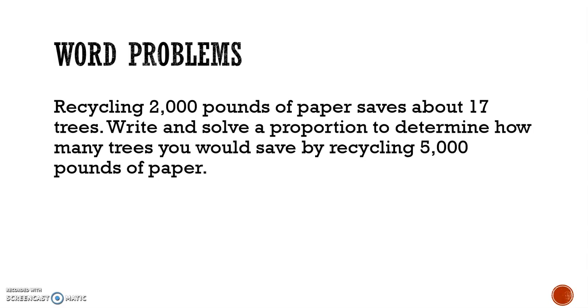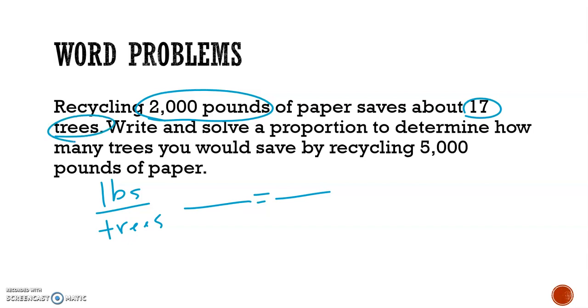So what I like to do is make myself a little cheat sheet off to the side with the units. So I have pounds, lbs, and trees. That means when I'm placing my numbers into my proportion, anything that has a label of pounds will go in the numerator, and anything with the label of trees will go in the denominator. So we see 2,000 pounds and 17 trees. Because that information goes together, 2,000 pounds saves 17 trees, that also has to go on the same side of the equal sign. So I'm going to put the 2,000 on top since I labeled that with pounds, and the 17 on bottom since I labeled the bottom with trees.